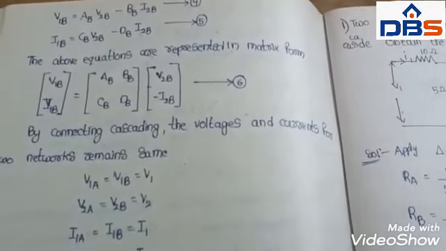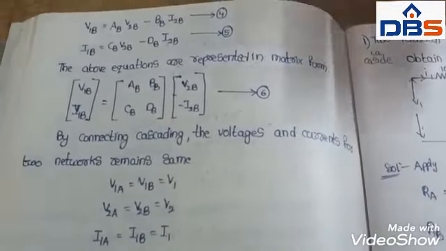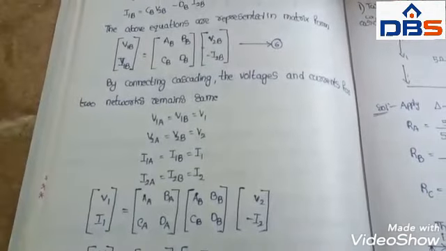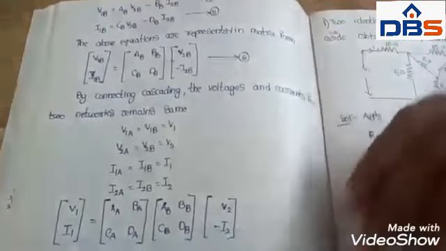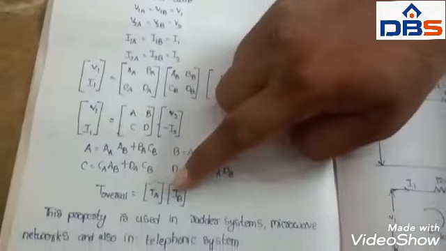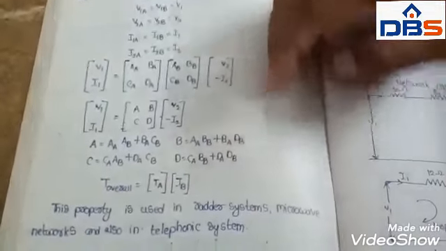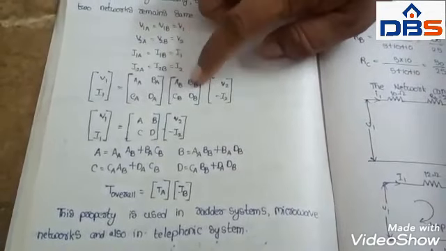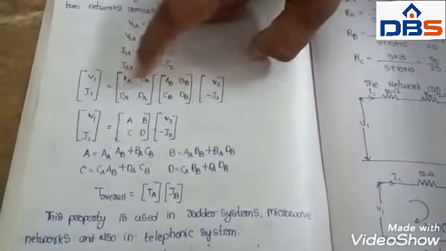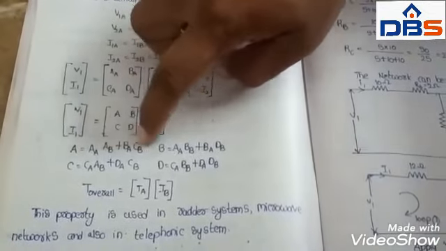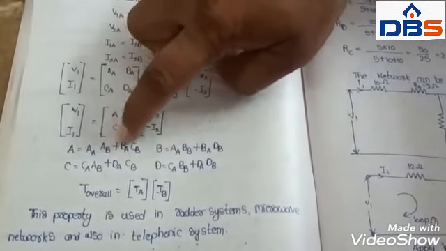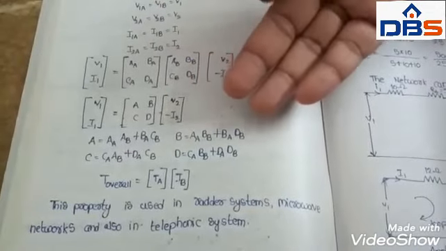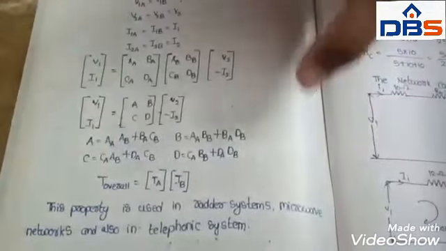So lastly, we have to find the cascade connection for network A and network B individually. Now T overall equals TA multiplied by TB. That is, the ABCD parameters of network A and the ABCD parameters of network B are multiplied, and the resultant will be like this: AA AB plus BA CB, similarly AA BB plus BA DB, and so on. You have to multiply these two matrices.